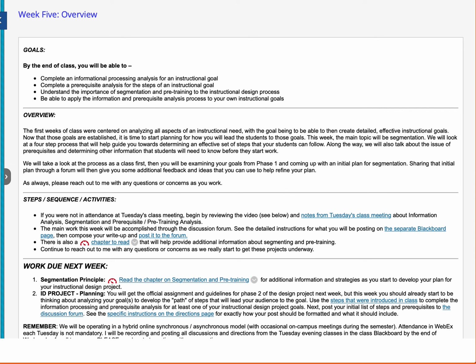All right, so for week 5, as I said, the two main things are segmenting and prerequisite planning. Together, those two things fall under what we would call informational processing analysis. And that's just a fancy way of saying building a roadmap. We're going to be taking a goal and starting to break that goal down into discrete steps to figure out how we're going to move our students from point A to point B.